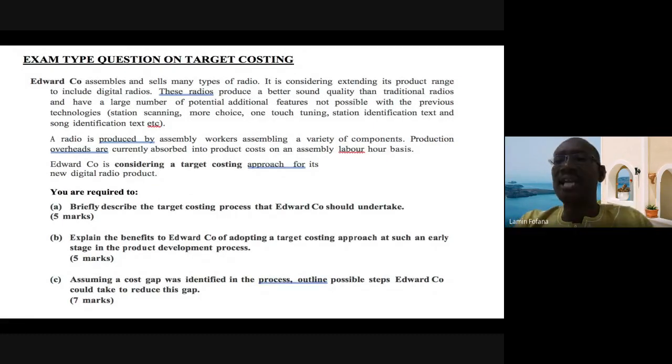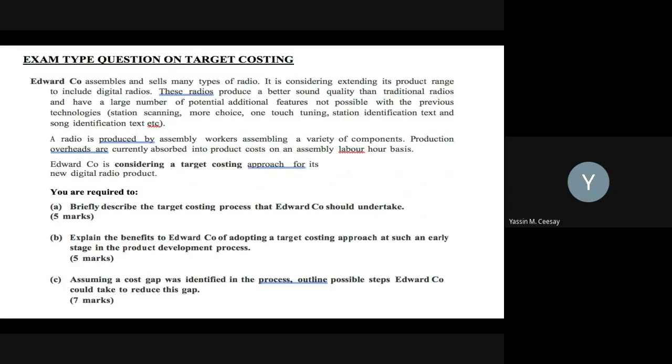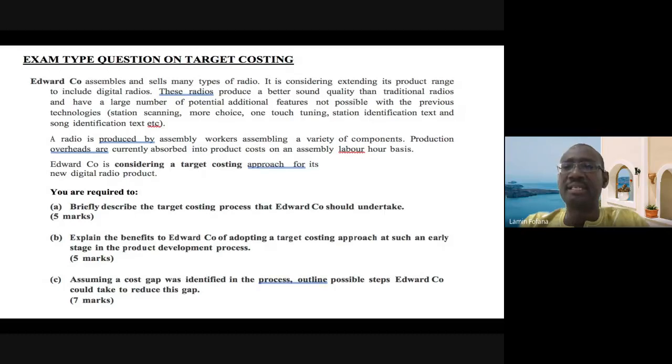Good. So the third stage will be what? Yasin, you can come with your point now. What will be the third stage? The third stage is going to be ascertaining their target cost. Exactly, ascertaining their target cost. So Edwards Company Limited needs to ascertain their target cost. So how are they going to do that?